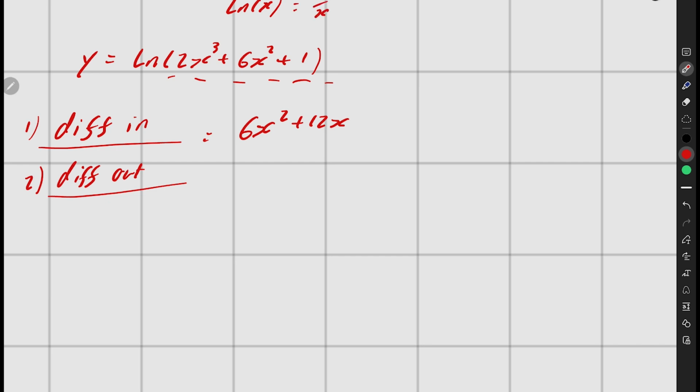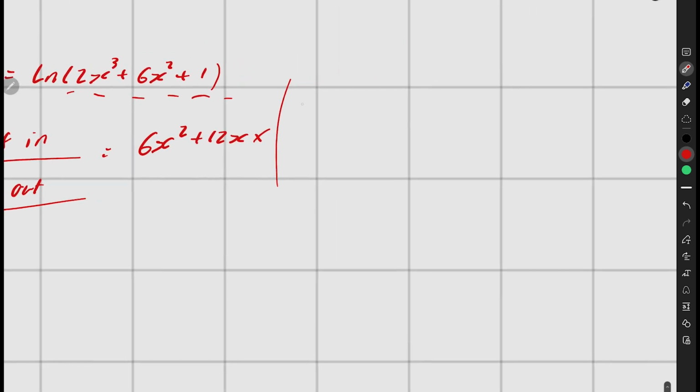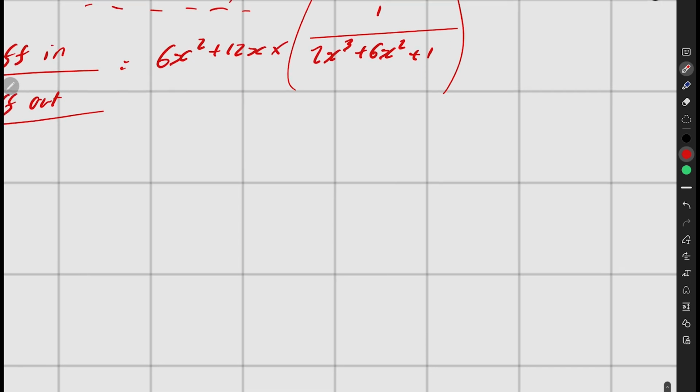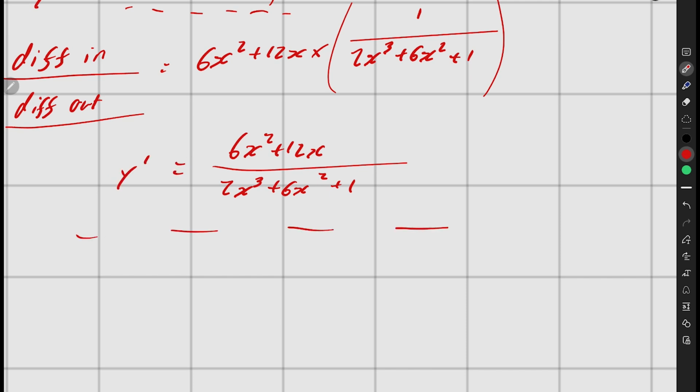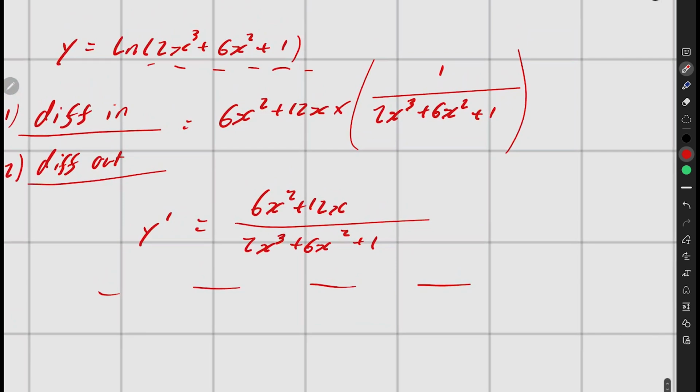So the derivative of this function here is just going to be, remember we're multiplying by the outer derivative, 1 over the inner function. That's going to be 2x cubed plus 6x squared plus 1. And we can simplify this down. When we multiply that out, we're going to have 6x squared plus 12x all over 2x cubed plus 6x squared plus 1. So that's the derivative of y equals ln of 2x cubed plus 6x squared plus 1.